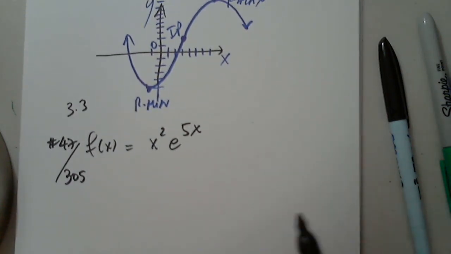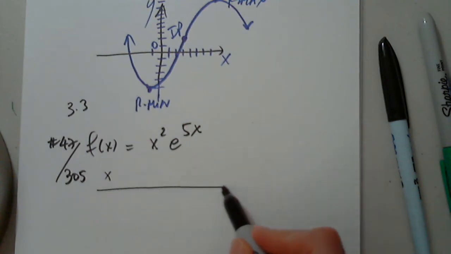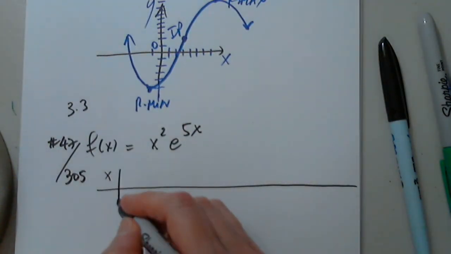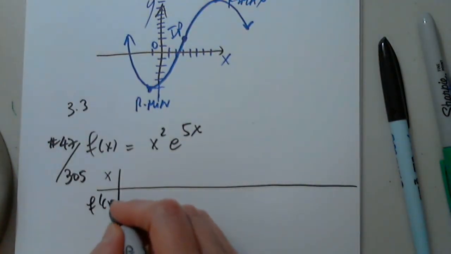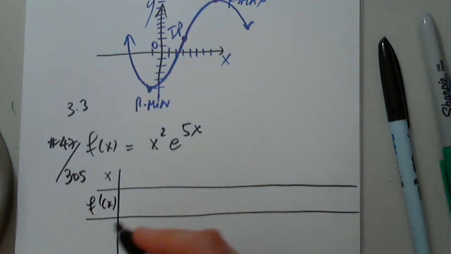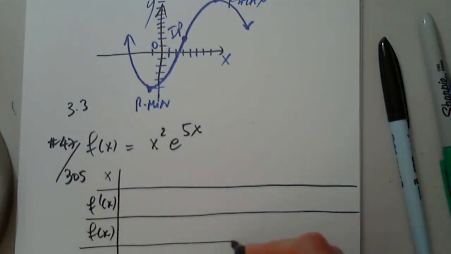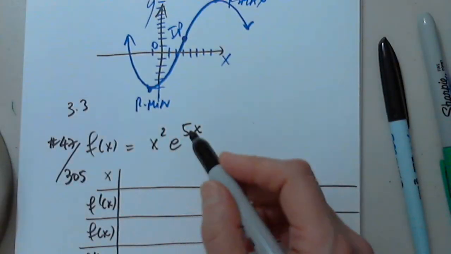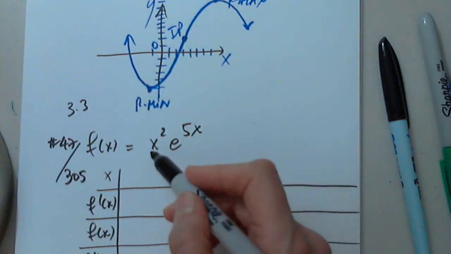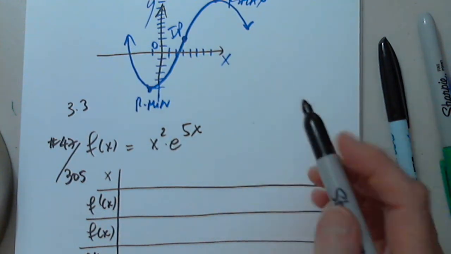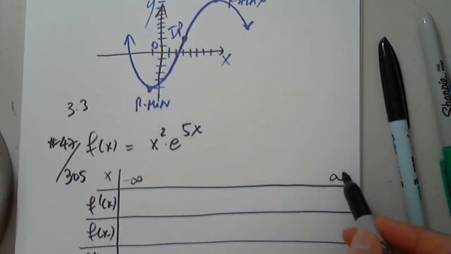Good. So we always start with the domain. Can anyone give us the domain of this function? What do you think? Negative infinity, positive infinity. Brilliant. Thank you very much. Of course, e to the x is a friendly function, x squared, this is a product, no problems. Indeed, negative infinity to infinity. Perfect. So no vertical asymptotes for sure.